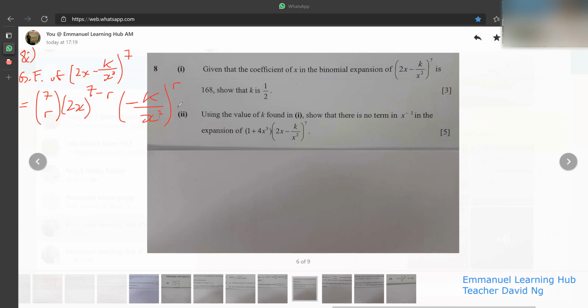You understand how I get this? The general formula? Yes. The general formula can be found in your formula sheet. Because they list out the whole binomial expansion, and one of them is your general formula, the nCr one. Then I tidy up this expression.